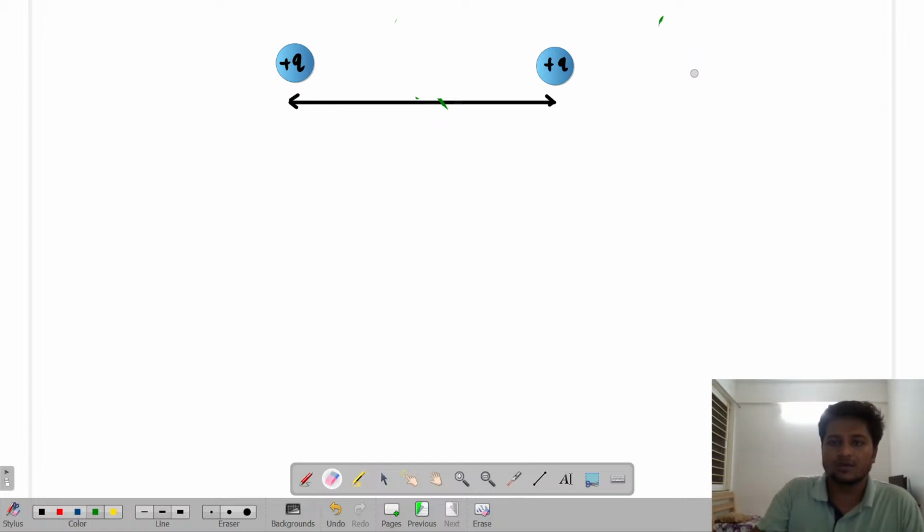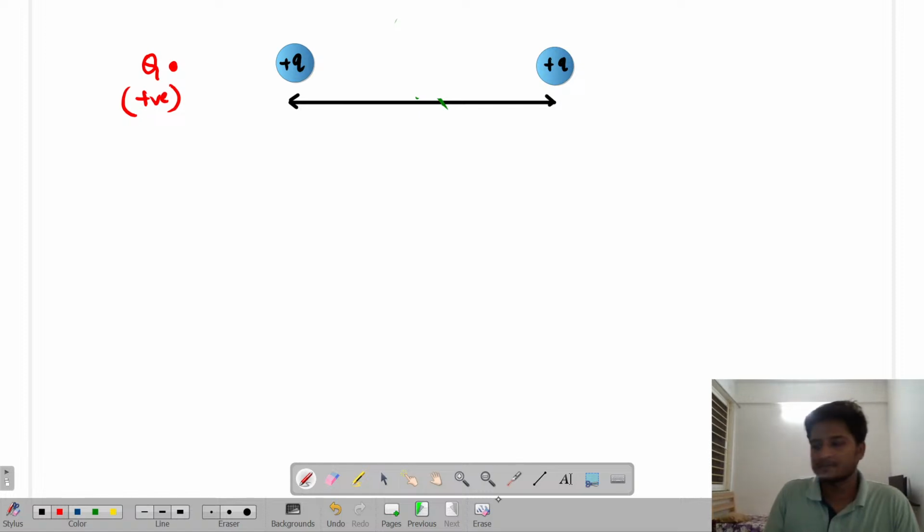So look over here. Let's suppose I place my capital Q somewhere over here. This capital Q is also positive in nature. So this plus q will apply some repulsive force in this direction, isn't it? This plus q will also apply some repulsive force in the same direction, isn't it?